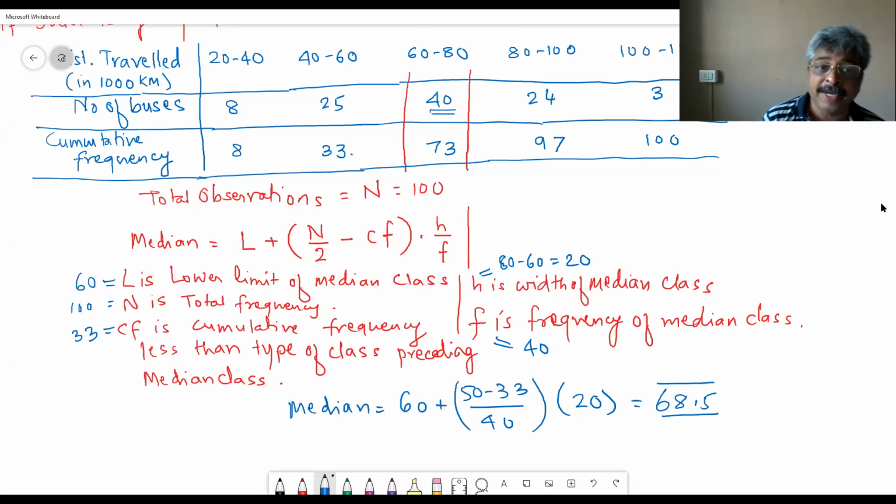So let me read. I will write it, but let me read. Mode. For discrete frequency distribution, mode is the value of the observation which occurs most frequently. That is, an observation with maximum frequency is called mode. And median is the one which is in the middle, which makes two equal parts of your observations.